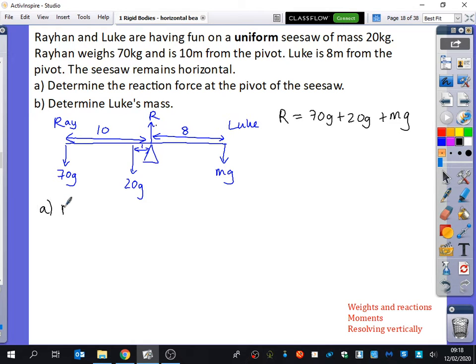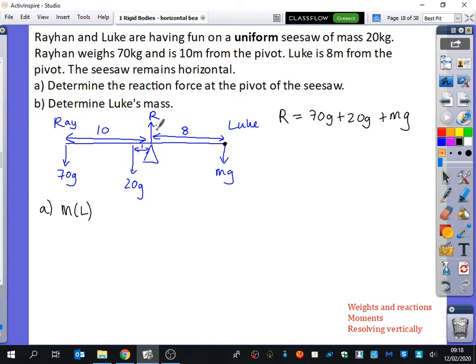Yeah, if you take moments about where Luke is, the mg is at zero distance from that point. So the mg is going to completely disappear. So you're going to imagine that this is where the pivot is for a second, and we're just going to think about the forces that are acting. Which are the two forces that are acting together in this rotation? Yeah, the Rayhan and the weight of the beam. Those are the ones that are going in that direction.